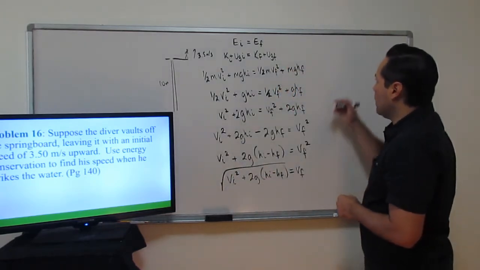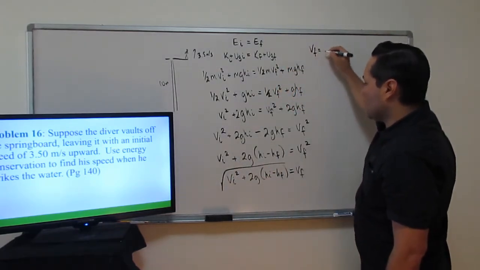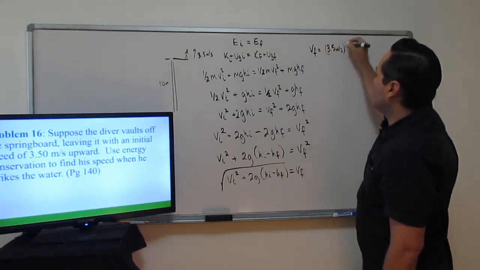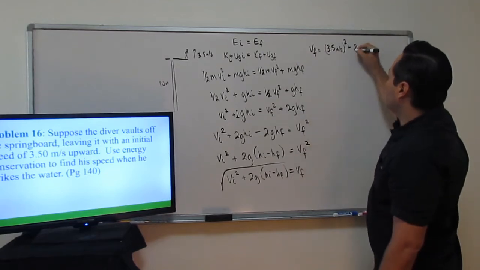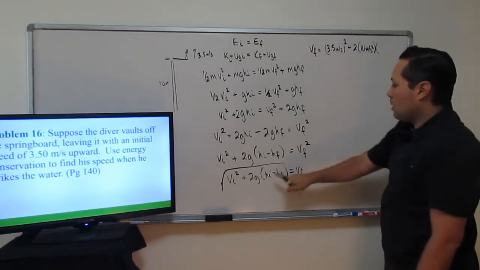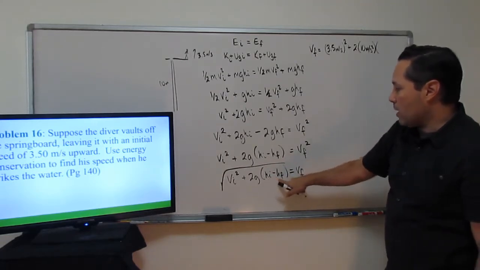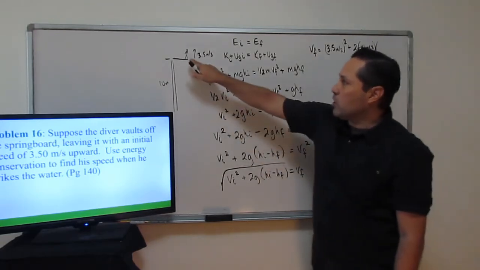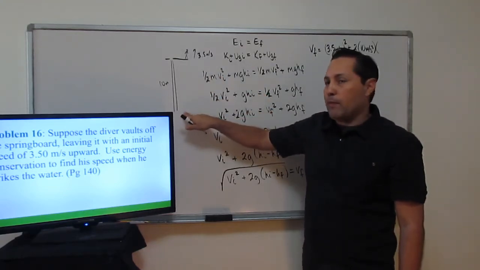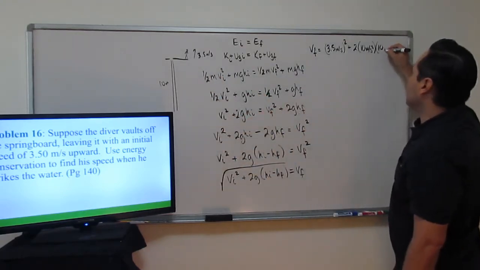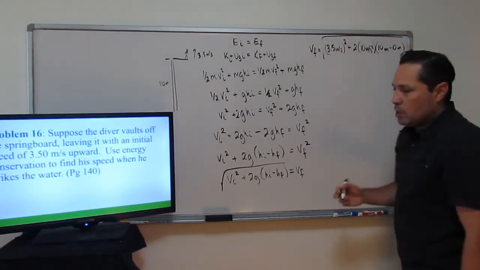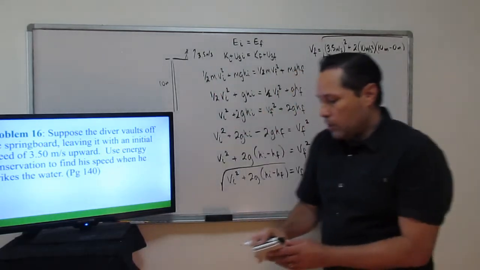Alright, so we're going to go ahead and substitute the values in. Velocity initial is 3.5 meters per second. We're going to square that, plus 2 times acceleration due to gravity, multiplied by initial height minus final height. So he was initially at 10 meters above the water, now he's at 0 meters right before he hits the water. So it's going to be 10 meters minus 0 meters, and this whole thing is going to be square rooted. So let's get the calculator and go ahead and solve.